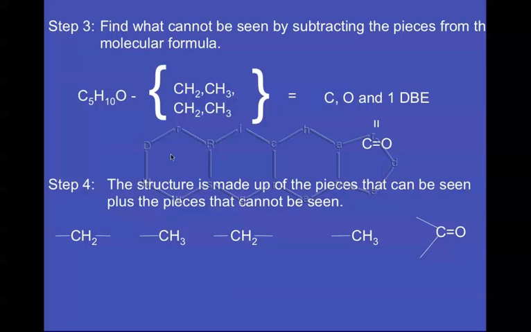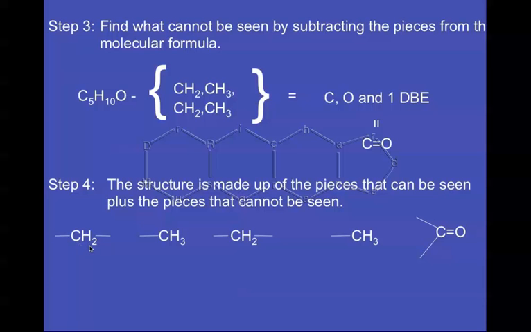So what that means is that the whole compound must be made up of what we see plus the thing we don't see, which is the C double bond O. And you might be wondering, well, how do I know how many bonds to put on each of these groups? Well, we do that based on how many bonds carbon can actually have.